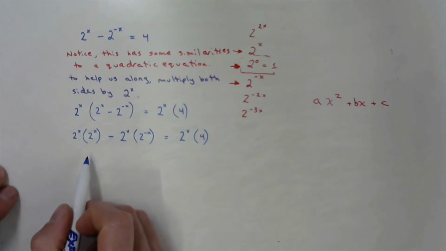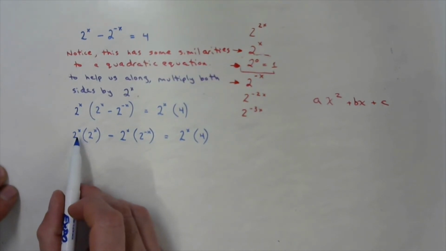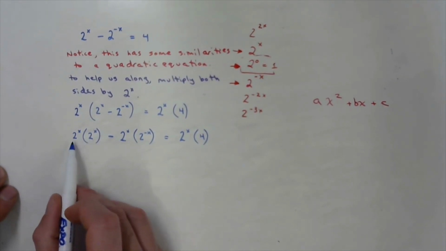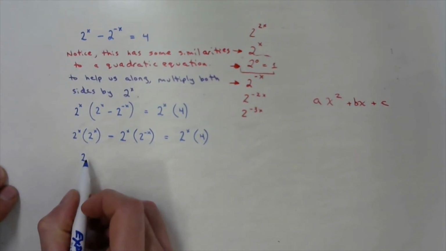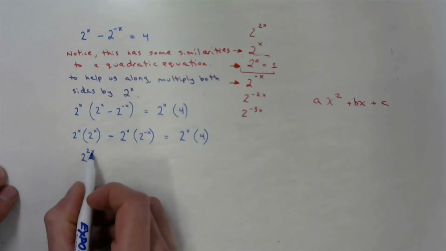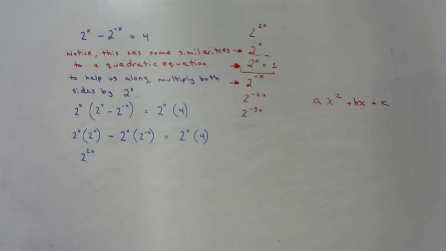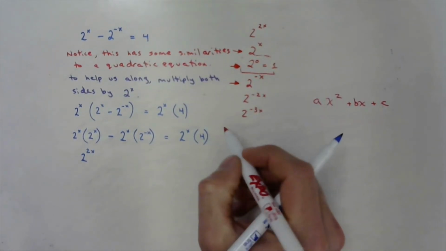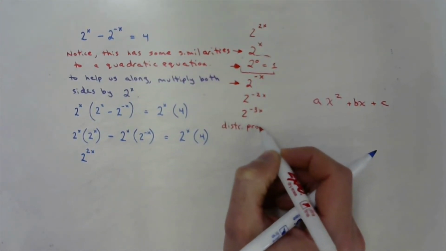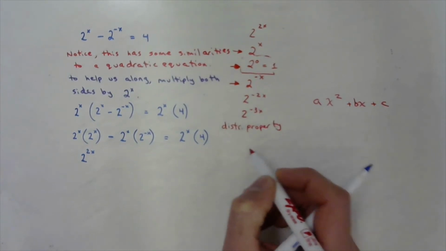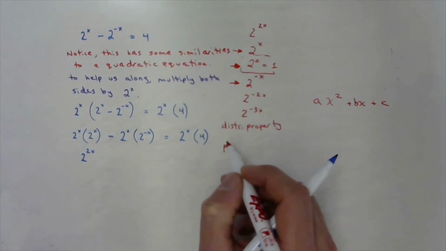Now applying the product rule for exponents, if I am multiplying two powers with the same base, what can I do to their exponents? I can add them. So I actually have 2 to the power of 2x. Here we can say what we've done so far: distributive property and product law.